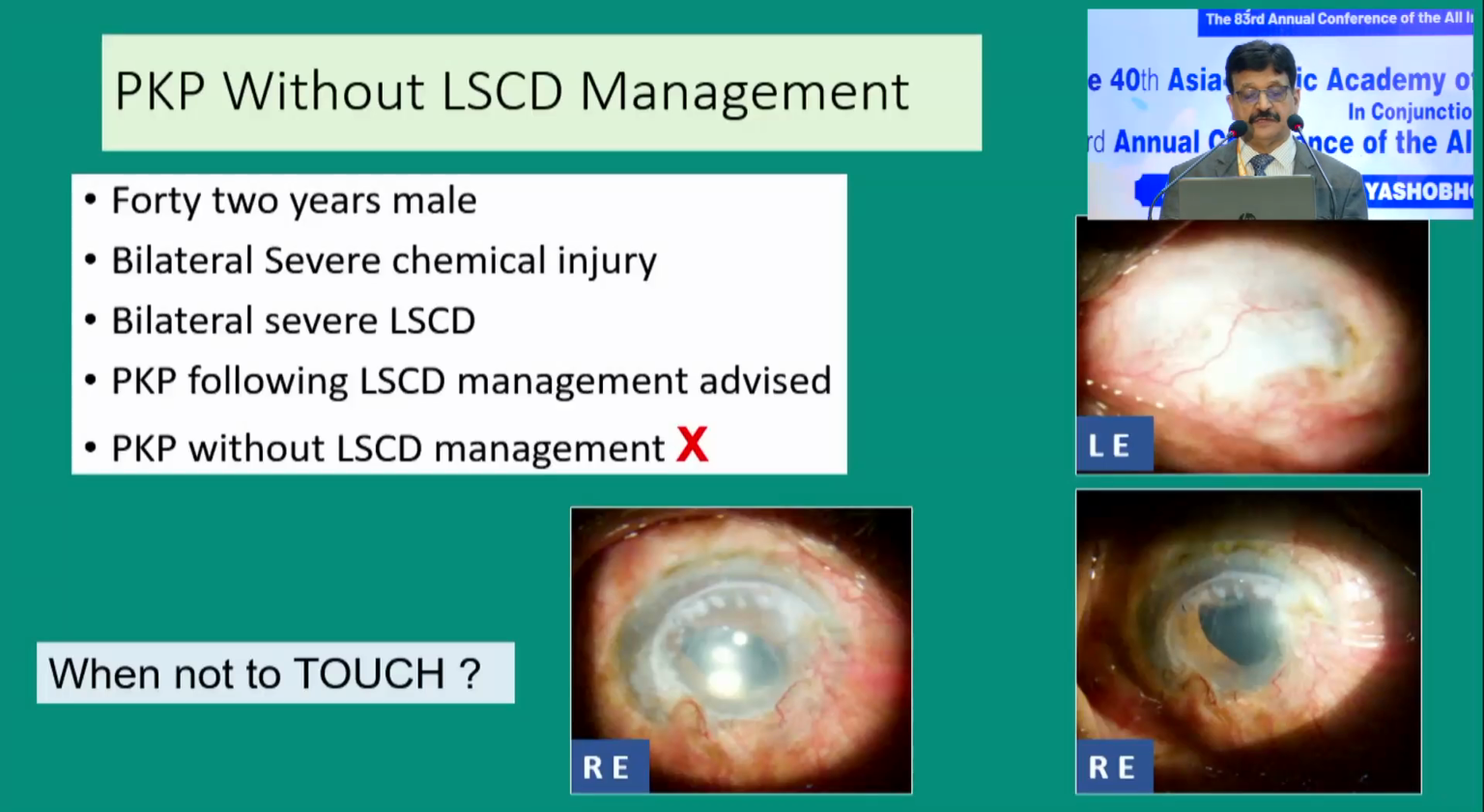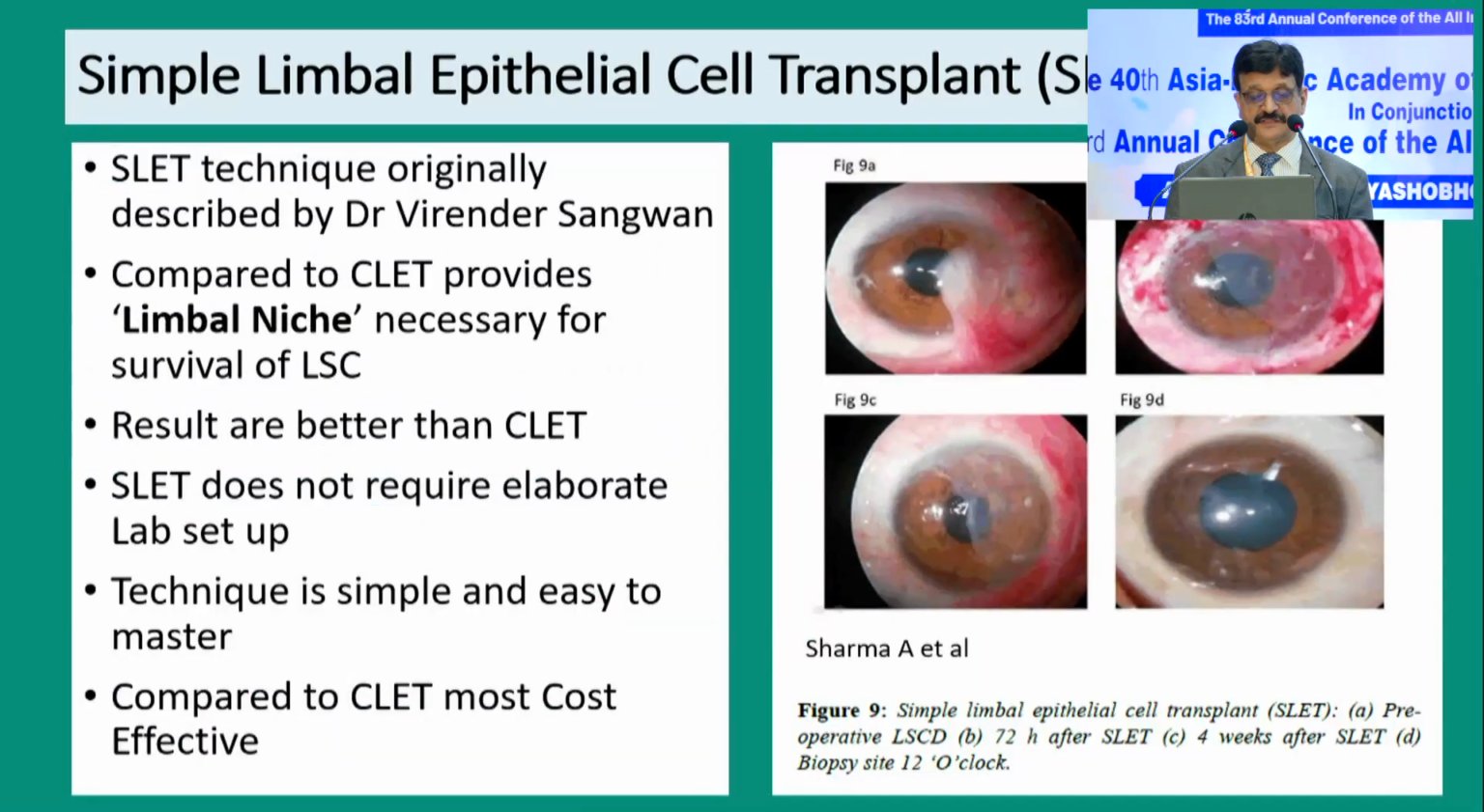I like to tell the story of this patient, a 42-year-old male, with bilateral severe limbal stem cell deficiency. We advised limbal stem cell deficiency treatment, but the patient went for PKP at another center. In addition to that, this is one area which is going to be dealt with by my colleagues.